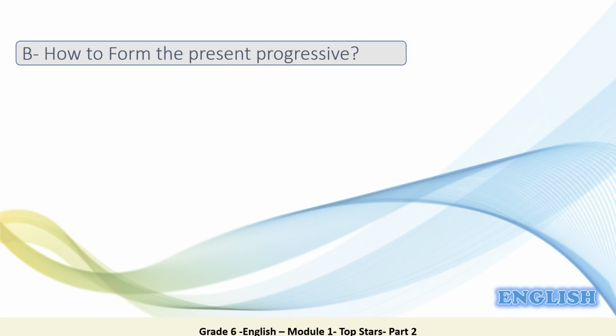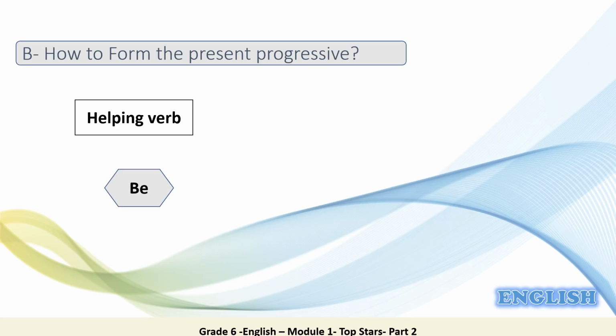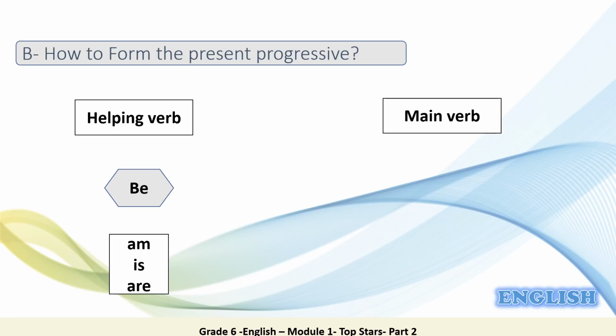Now that we've revised our knowledge on the present simple, let's learn how to form the present progressive. We form the present progressive using two verbs. The first verb is the helping verb, which is the verb be in the present simple. For example, am, is, or are. And then we're going to need the other verb, the main verb, which is the main action in the sentence. For example, eat, sleep, and run.